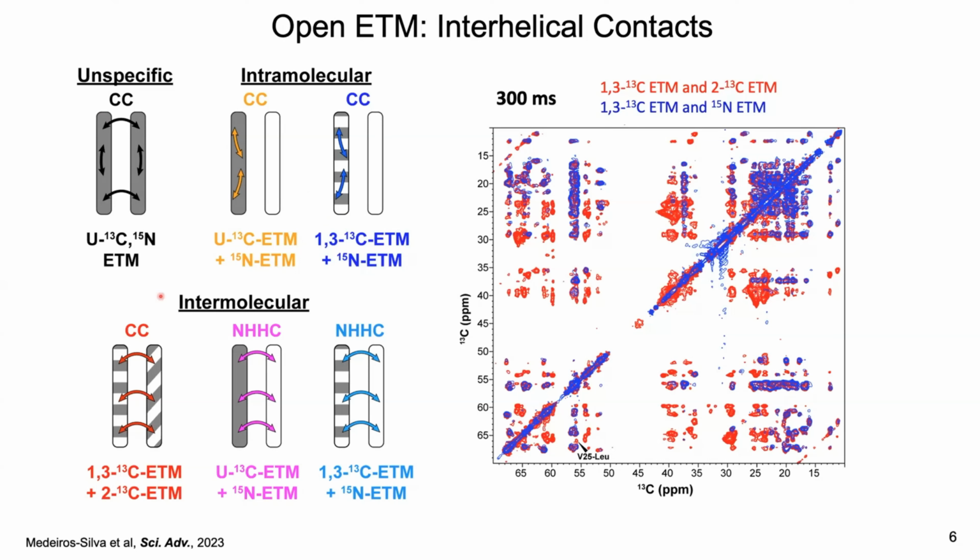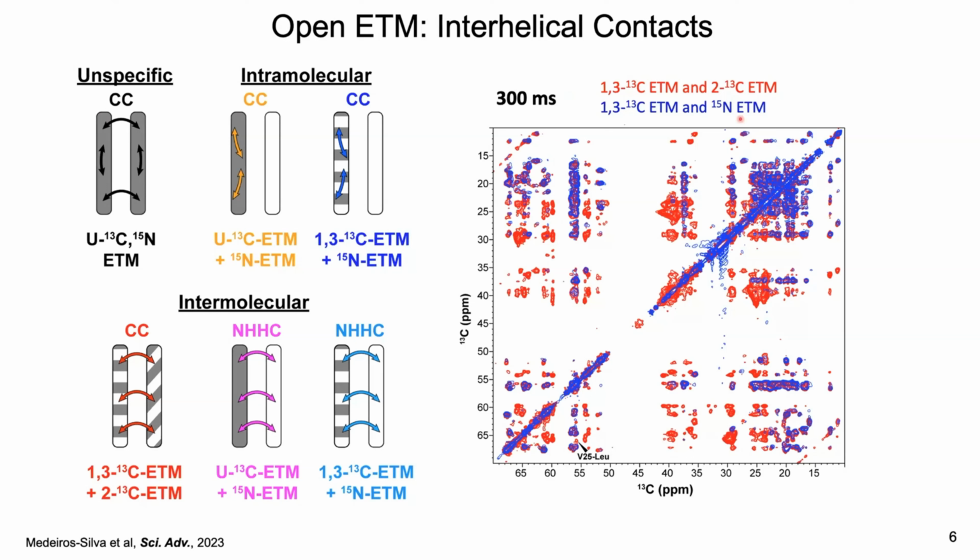To explicitly look for intermolecular contacts, you really want to take this kind of carbon-13 and N15 labeled sample and measure nitrogen-carbon cross peaks through various techniques such as NHHC. And those cross peaks can only come from different molecules or inter-helical contacts. So that's the strategy we used.